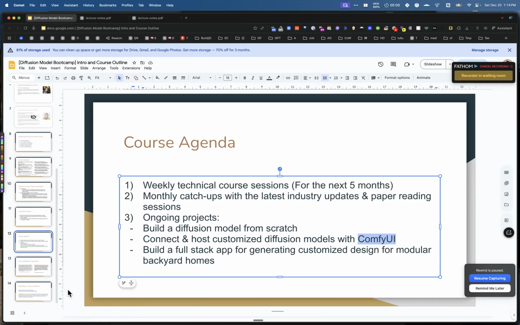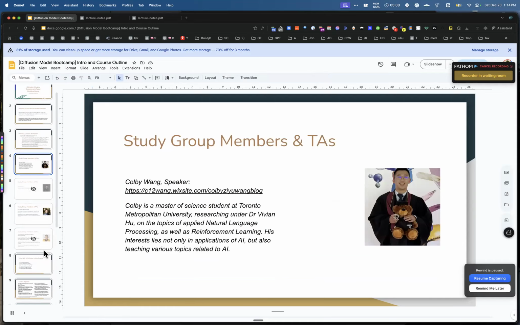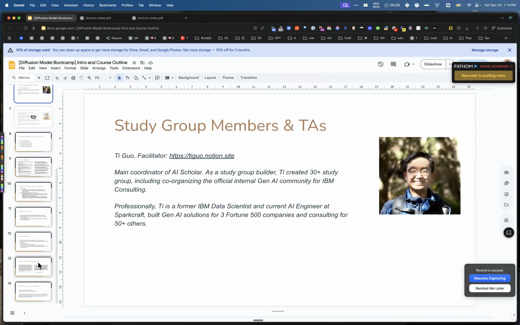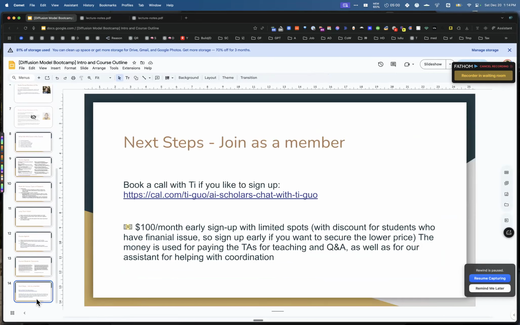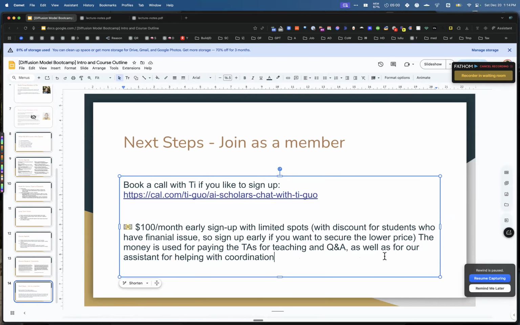own proposed project as well, and having our mentors, and also happy students. And if you're interested in joining our next cohort, it's going to be $100 per month. For people who have financial issues, we can discuss.